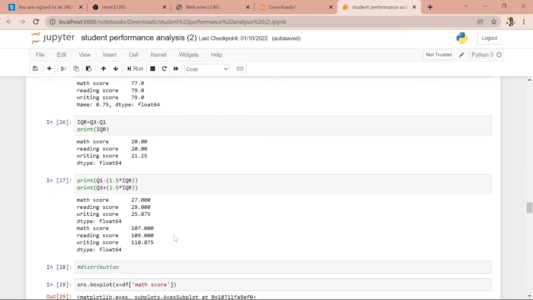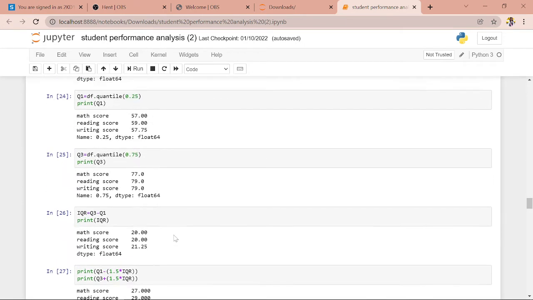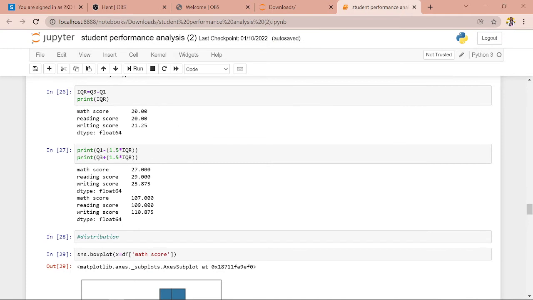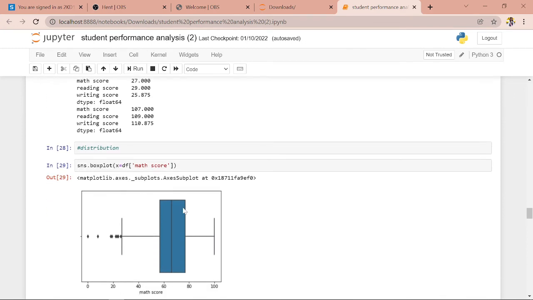Print Q1 minus 1.5 times IQR. Print Q3 plus 1.5 times IQR. For math score, reading score, here there are two outputs: one is related to Q1, and another one is Q3. Here by using Q1, Q3 and IQR, we are defining this. Next one is distribution.